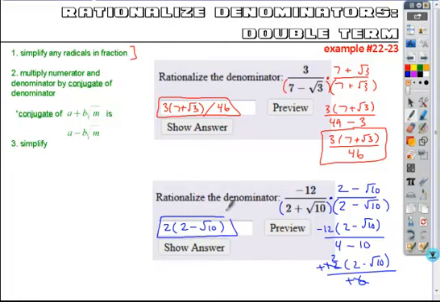Now, in each of these cases, if you distribute through, so if you wrote in the numerator here 21 plus 3 root 3, so if you had 21 plus 3 root 3 divided by 46, or here if you had 4 minus 2 root 10, those are acceptable ways to enter your answer.